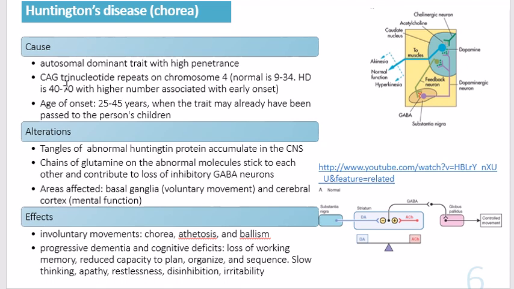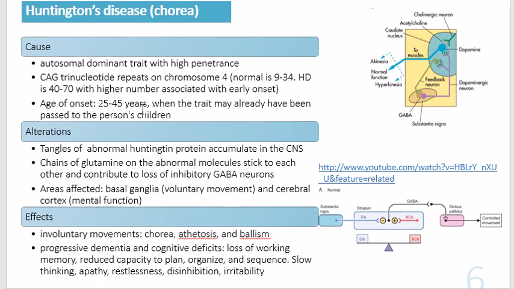And the higher number that you see, generally the sooner the disease will show, so the earlier the onset, and also the more severe the condition will be. In addition to that, people that have say high 30s in terms of repeats may have the possibility of developing Huntington's disease. Age of onset is anywhere between the ages of 25 and 45 years of age, and unfortunately the trait at this point may have already been passed onto their offspring.